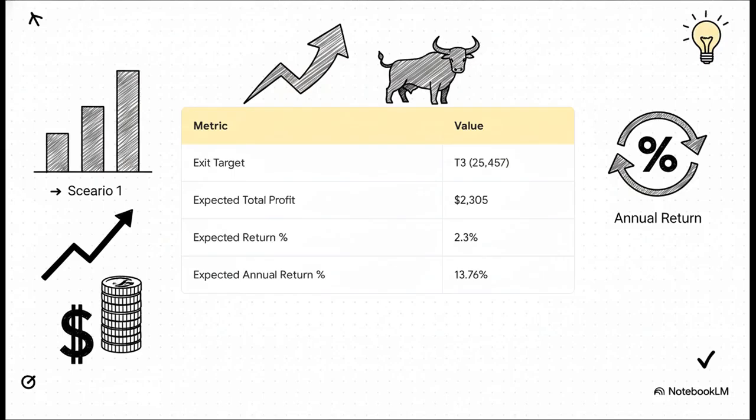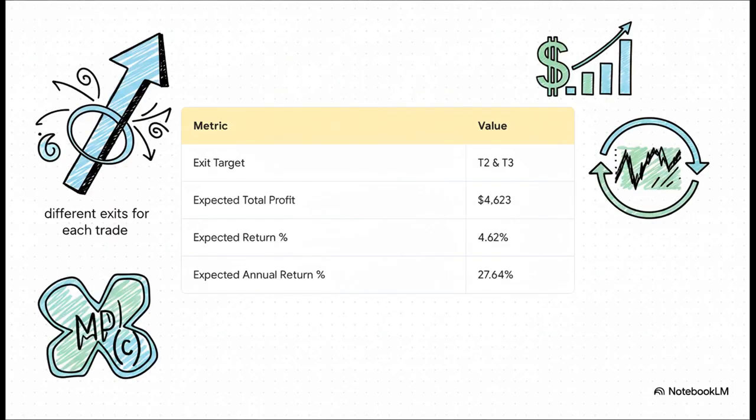So let's play out a possible outcome. In scenario 1, let's say only the primary entry at M gets triggered. If that single position is held all the way to the final target, T3, the expected total profit would be $2,305. Annually, that translates to a return of about 13.76%. But what about scenario 2? This is what could happen if both the M and the PC entries are triggered. In this case, with different exits for each trade, the combined expected profit jumps to $4,623. That projects out to an expected annual return of 27.64%.